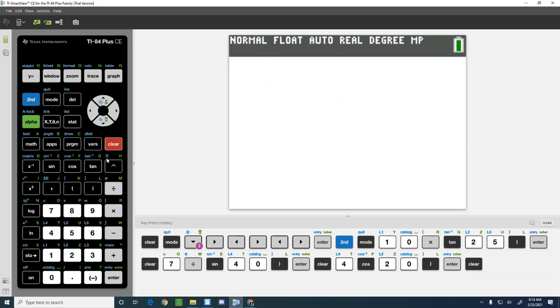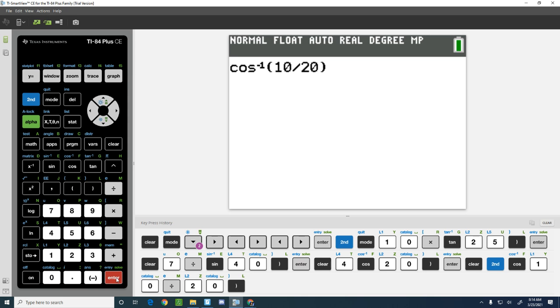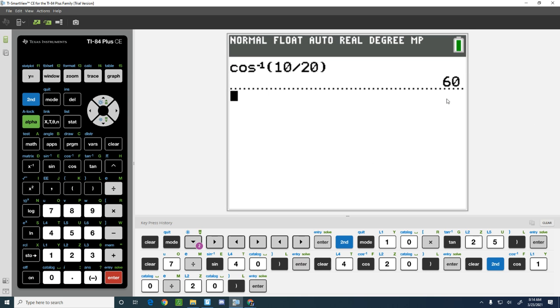So pull this up. Again, look at your trig functions, and just up above them, you should see sine inverse, cosine inverse, tan inverse. So I press second cosine, and it gives me that cosine inverse. Make sure you see that -1 on your calculator. That'll tell you that you're using the right function. And then it's 10 divided by 20. Anybody else get 60 degrees?